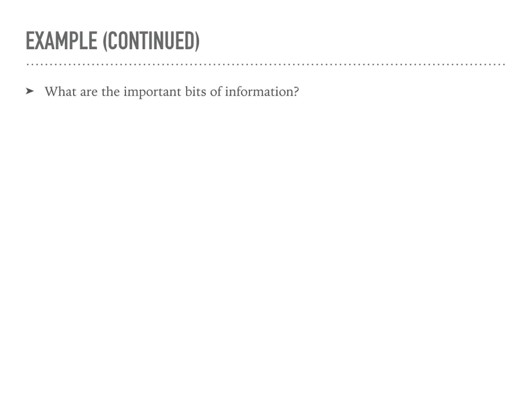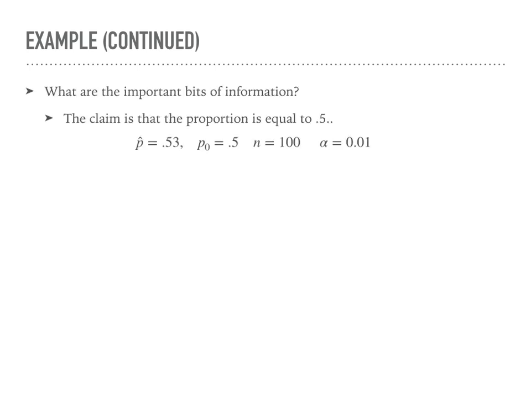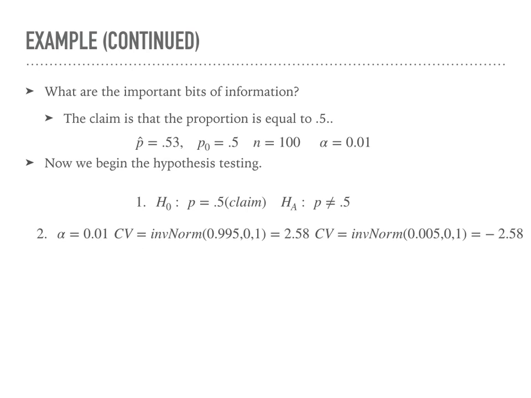Our example continued, so the important bits of information are here again. So let's begin our hypothesis testing. Our hypotheses now contain p instead of mu because we are talking about proportions. So our claim was that the proportion is equal to 0.5. So the alternative is that p is not equal to 0.5. This is a two-tailed test here.